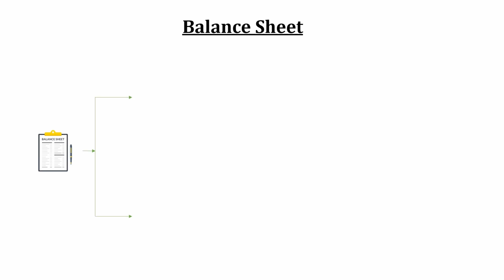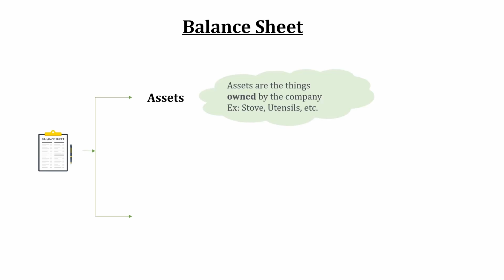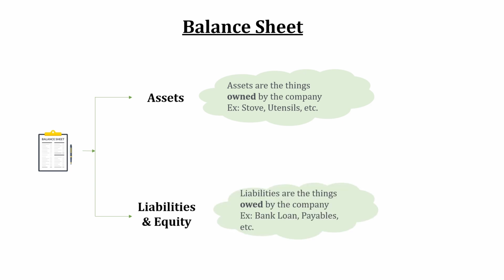So balance sheet is divided into two parts. The first part is assets. Assets are the things owned by the company. Examples are stove, utensils, etc. And the second part is liabilities and equity. These are the things owed by the company. Examples are bank loan, payables, etc. Notice two words here, owed and another is owned. So basically, whenever you are thinking about a balance sheet, always think it from the point of view of a business. So let's say assets are the things owned by the company. Business owns these assets. And liabilities are things owed by the business. Business owes these liabilities.